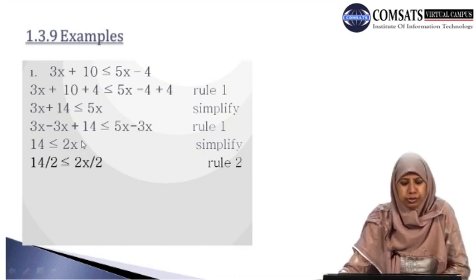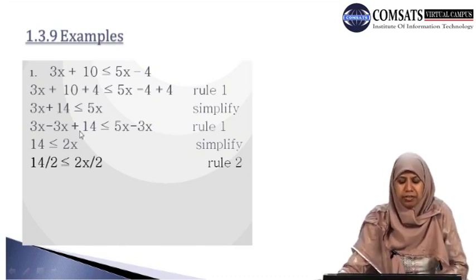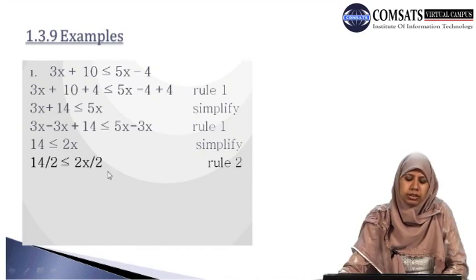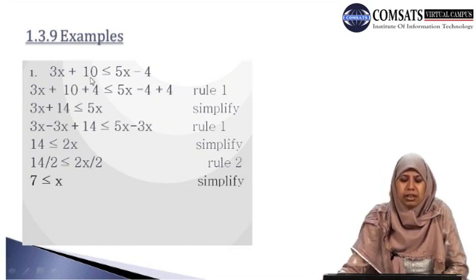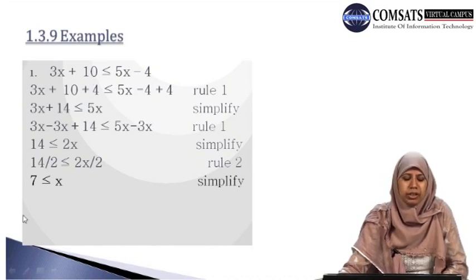Now we will use our rule 2, that is, we divide both sides of the inequality by a positive number. Here the positive number is 2. So on the left side we obtain 7 and on the right side we obtain x. So the simplest form after solving this linear inequality, or the inequality in one variable, is that 7 is less than or equal to x, or in other words, x is greater than or equal to 7.